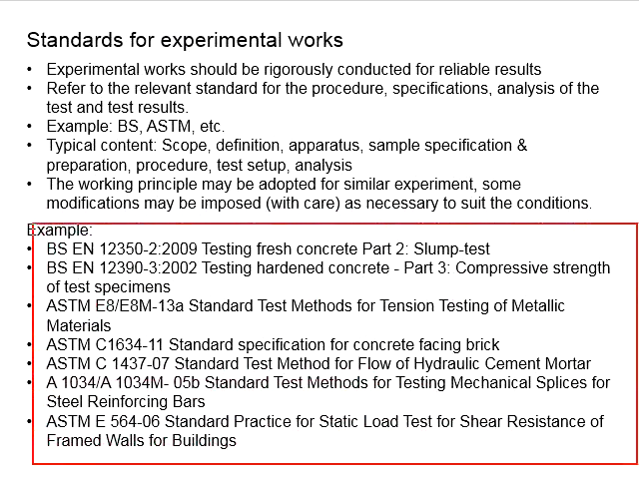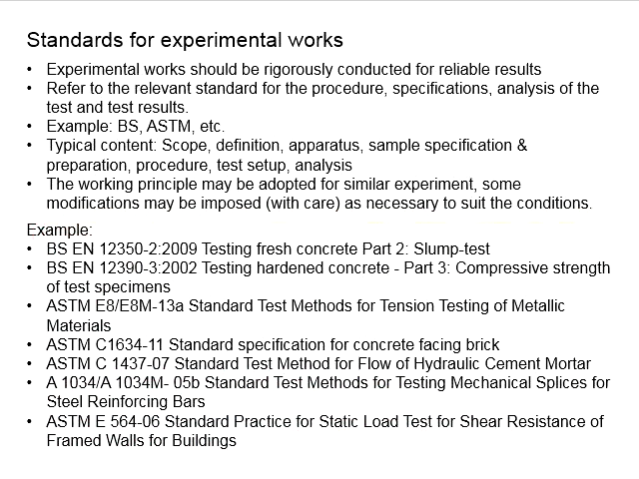These are some examples of the standards giving guides to conduct experimental tests, such as slump test for concrete, compressive strength of concrete, tensile test of steel, standard specifications for concrete facing brick, flow test for cement mortar, tensile test for mechanical splice, static load test for wall frame structures, and so on.